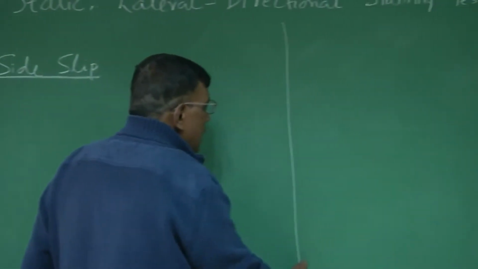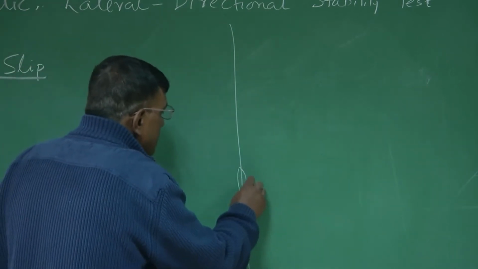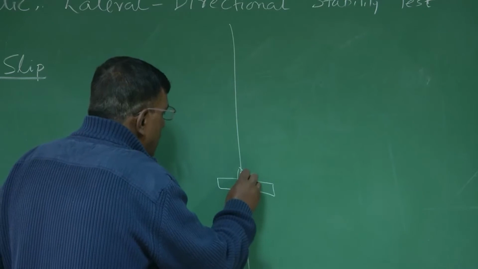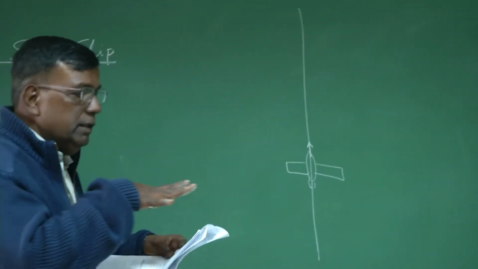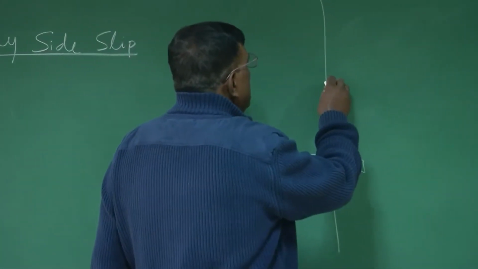Suppose this is the central line on the airstrip. Okay. And if you are landing like this, then what is the side slip angle? I am just going like this. Side slip angle? 0.